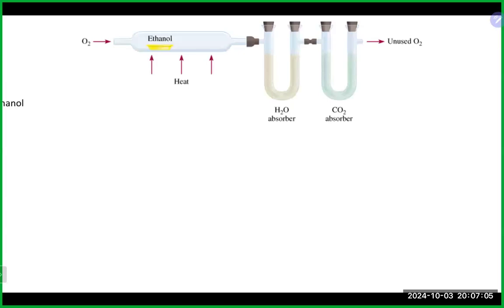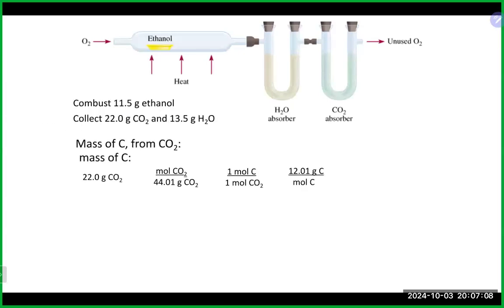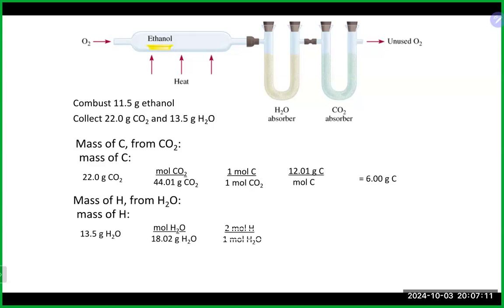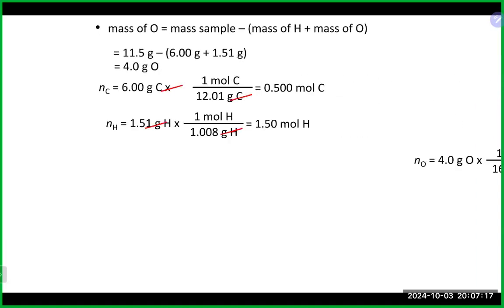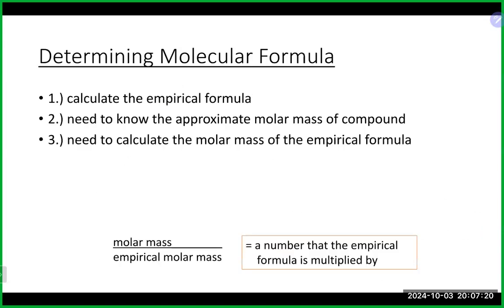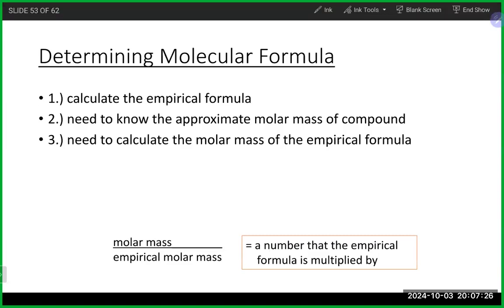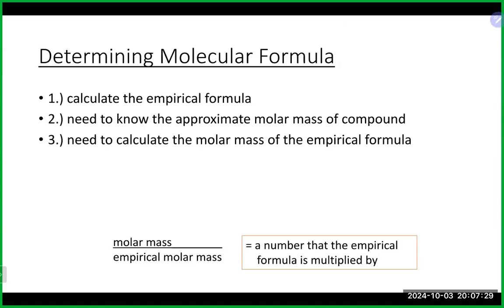So now that we talked about empirical formula, let's talk about how we determine the molecular formula. To calculate the molecular formula, you pretty much need 3 things. You need the empirical formula. If it's given to you, that's great, so you don't have to calculate it. If it is not given to you, then you need to calculate it, obviously. You need the approximate molar mass of your compound. The good news is that one is always given to you in the problem.